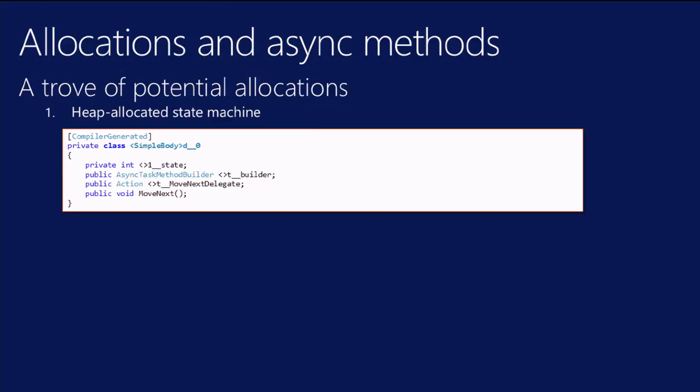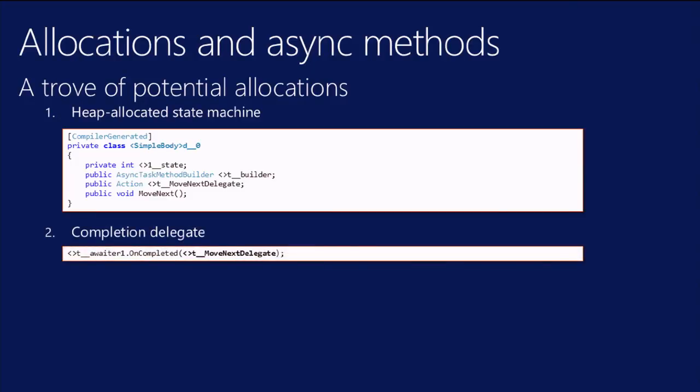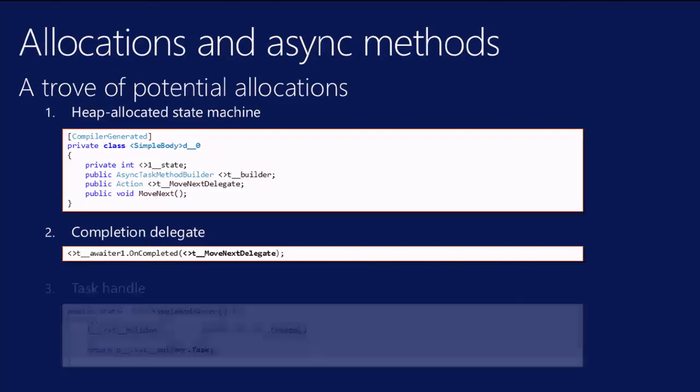This is my state machine, and it's a class. It's going to be shoved off into the heap so it can survive even though I've pulled back and gone back in. Or it could be a struct. We'll see what happens there in a sec. The completion delegate: I need to allocate this delegate. Delegates in .NET are heap objects, and so I need to allocate the MoveNext delegate, which is what powers this. It's how it remembers, when I'm done, to jump back to this point in your method. The way it jumps back in is by capturing a delegate that lets it do that.